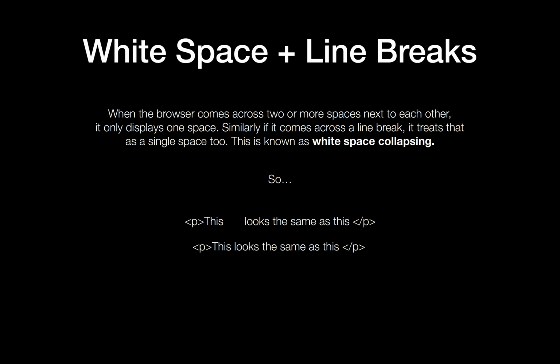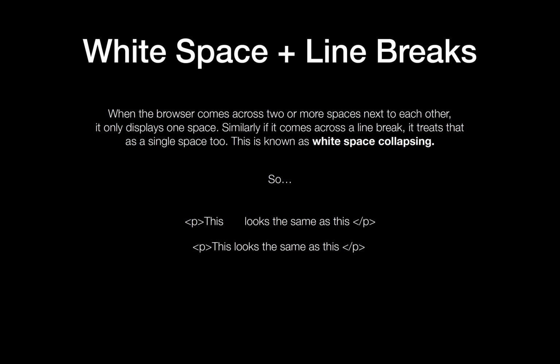So white space and line breaks. When the browser comes across two or more spaces next to each other, it will only display one space unless you tell it otherwise, okay? If it comes across a line break, it treats that as a single space too. This is what we call white space collapsing.